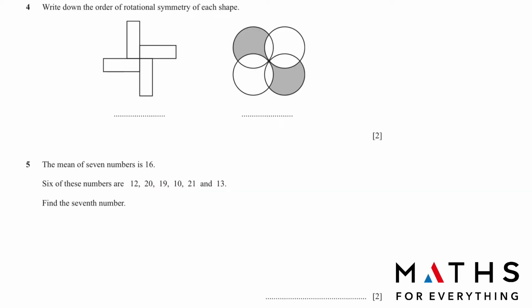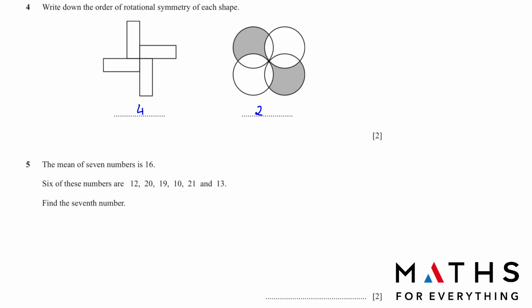Question number 4, write down the order of rotational symmetry of each shape. We have 4 equal shapes, right? 1, 2, 3, 4. So the rotational symmetry will be 4. In the second diagram, we got 2 same shapes. So the rotational symmetry will be 2.